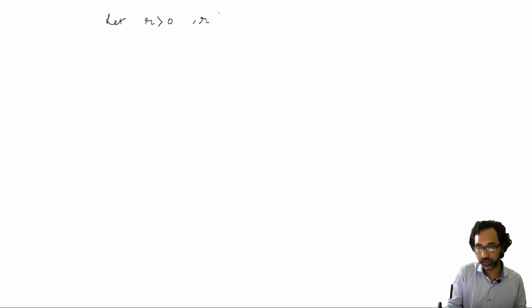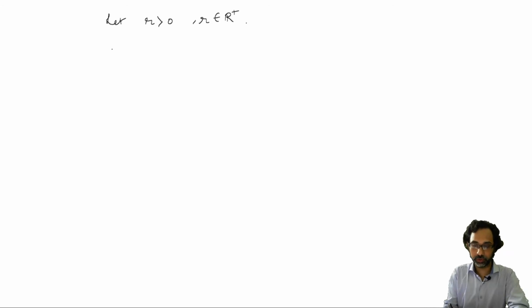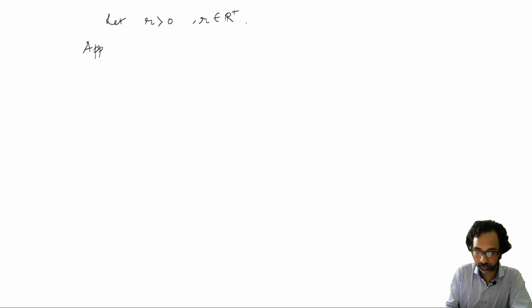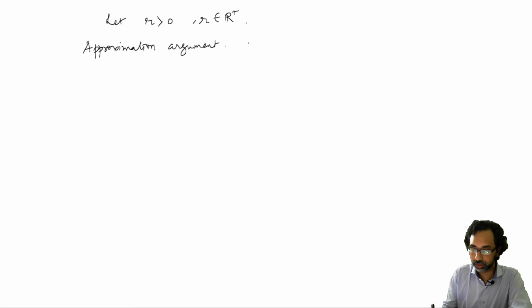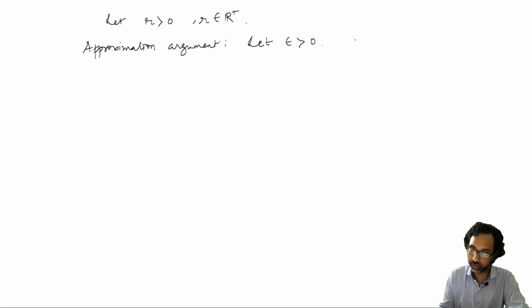Let r be a positive real number. For this one we cannot use finite additivity directly, so we will use an approximation argument. Suppose that we have a number epsilon greater than 0, an arbitrary number which we can make as small as possible.